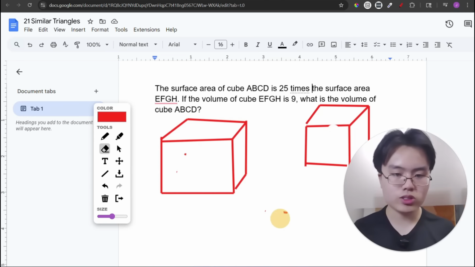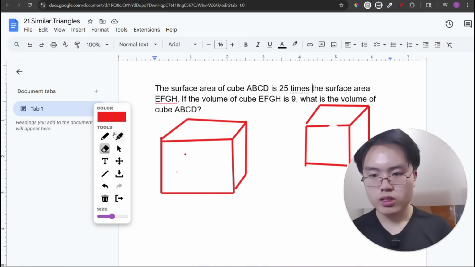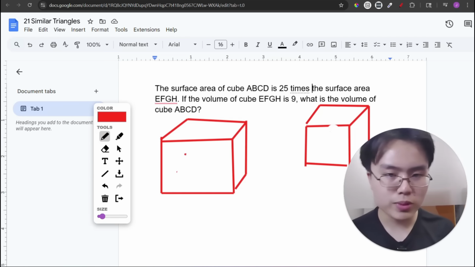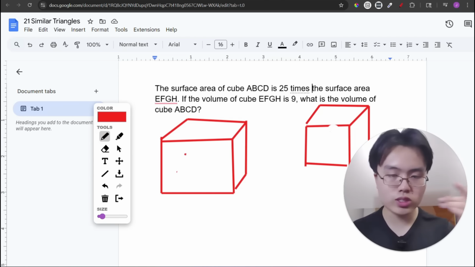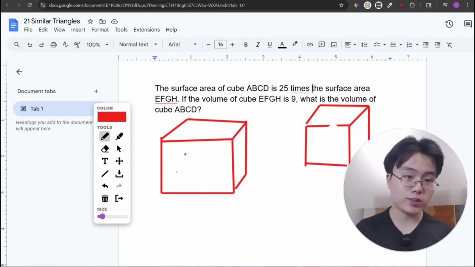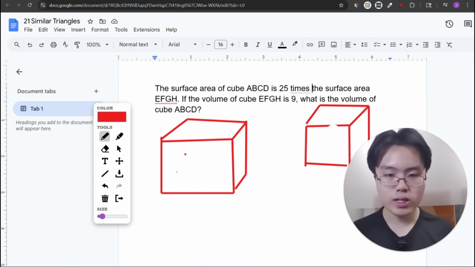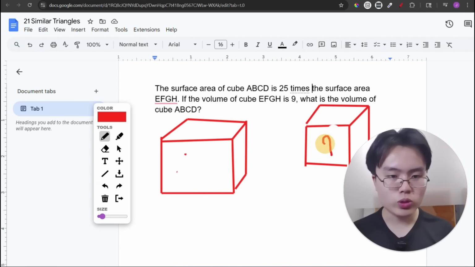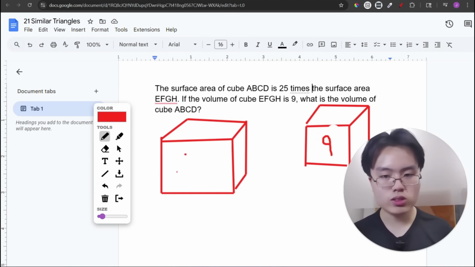Okay, hopefully you had a chance to try to figure this out. And this is probably as hard as a proportion trick can get. As long as you understand this, you'll be fine. So the surface area of cube ABCD is 25 times the area of the small one. That's the proportion between the areas. And we know the volume of this is 9, and we need to get the volume of the big one. So we need to figure out what the scale factor is between the volumes. What do you need to multiply this by to get to this one?